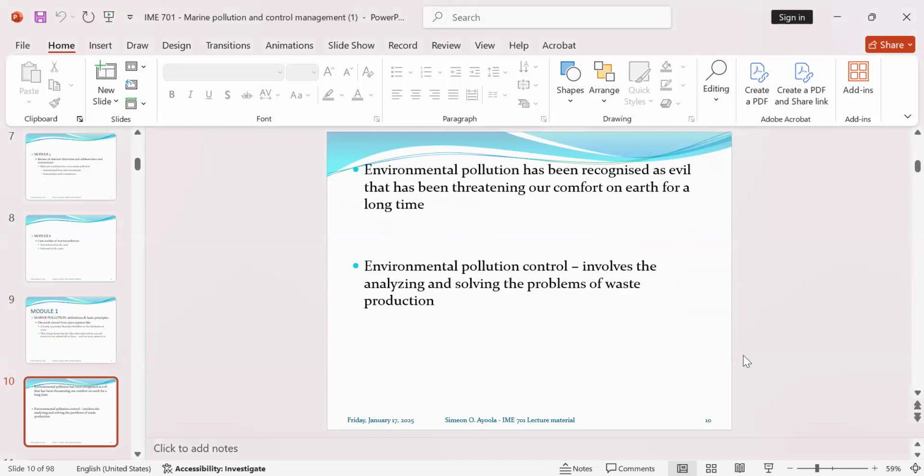Now, environmental pollution has been recognized as an evil that has been threatening our comfort on earth for a very long time. Environmental pollution control involves analyzing and solving the problem of waste. If you look at our environment, it depends on where you stay in Lagos, although gradually there have been improvements. Whenever there is serious rainfall, that is when people remember to drop all their wastes into the channel or the canal. That will threaten the aquatic organisms and also block most of the canal and result in flooding.